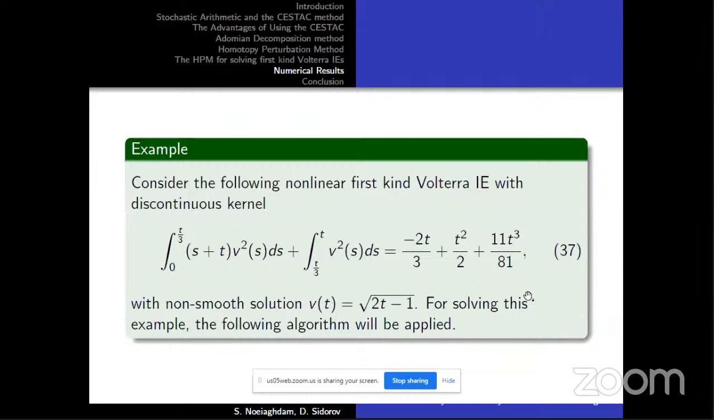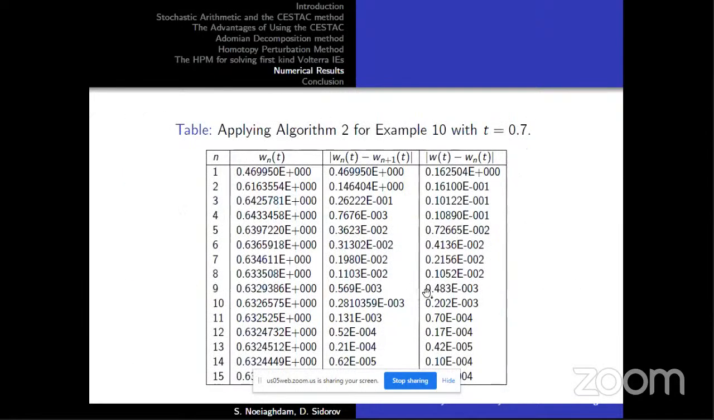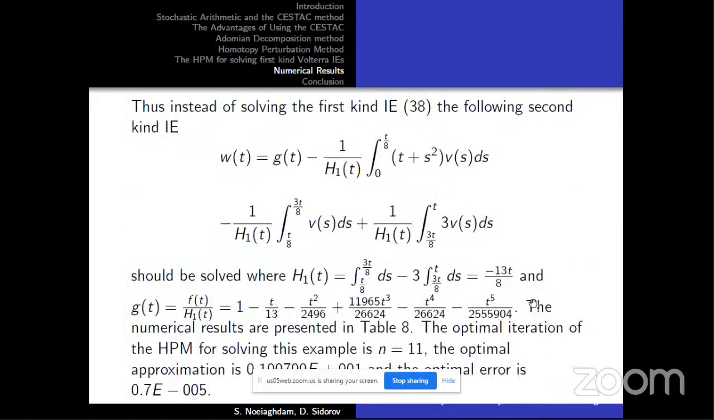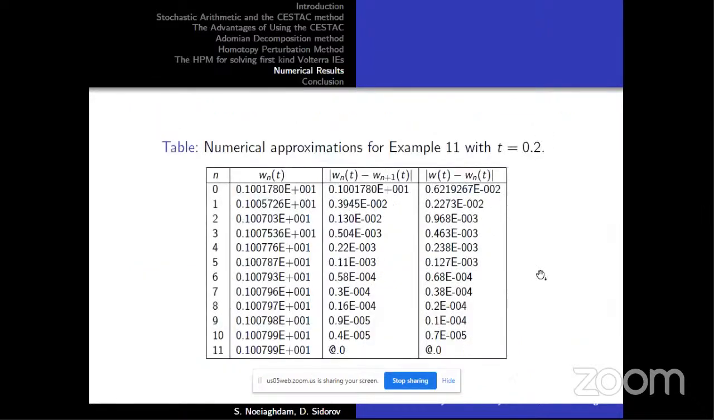The next one is again the nonlinear Cauchy integral equation of the first kind. We applied the CSTEC method and we have these results. The optimal iteration is 15, and we have the optimal approximation and optimal error here. The next one is also a linear problem, and we change the problem to a second kind Volterra integral equation. Applying the CSTEC method, we have only 11 iterations here. 11 iterations would be enough, and the accuracy is in this form, you can see.